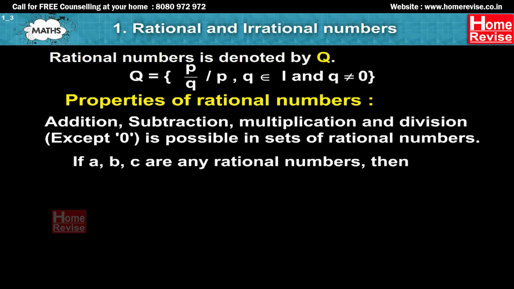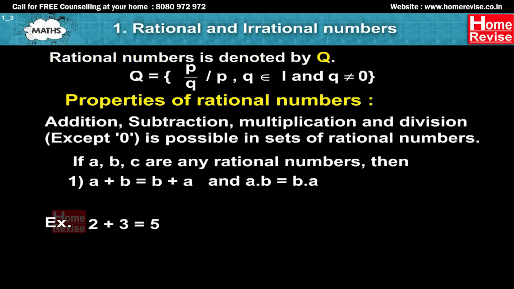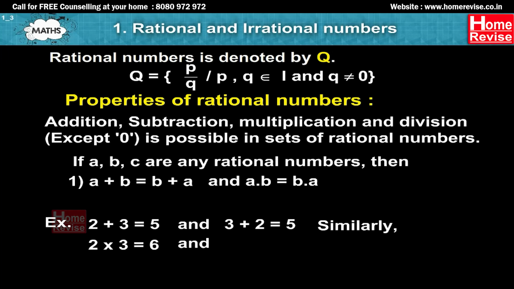Properties of a rational number. Addition, subtraction, multiplication and division except with the number 0 is possible in the set of rational numbers. If a, b and c are any rational numbers, then a plus b is equal to b plus a and a into b is equal to b into a. For example, 2 plus 3 is equal to 5 and 3 plus 2 is also equal to 5. Similarly, 2 into 3 is equal to 6 and 3 into 2 is also equal to 6.